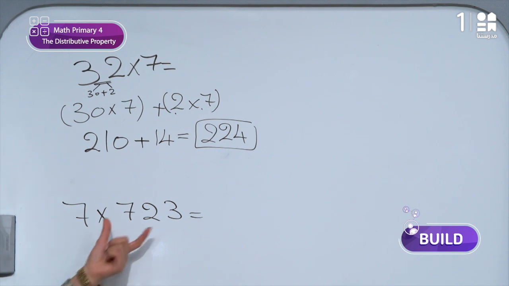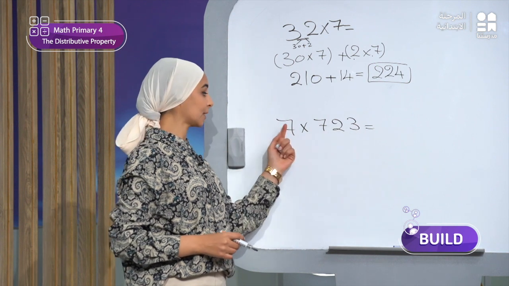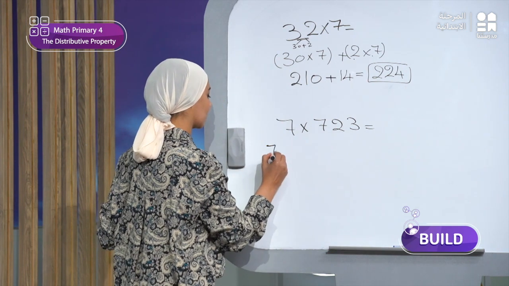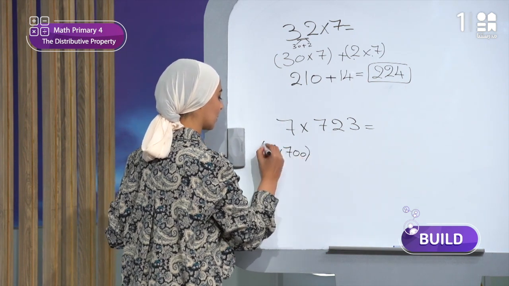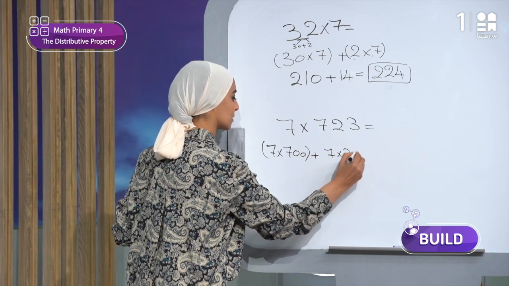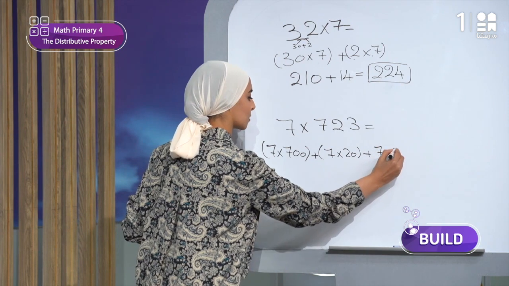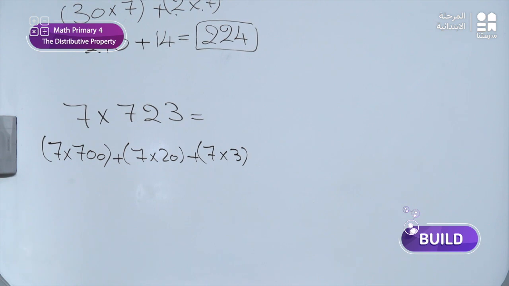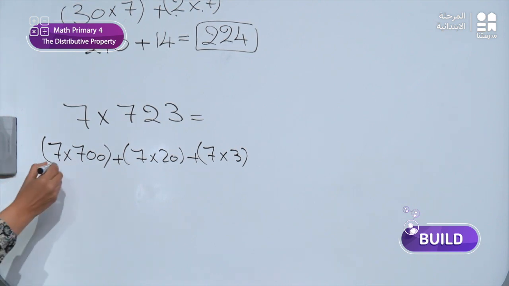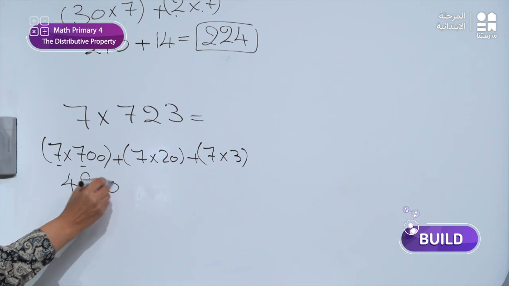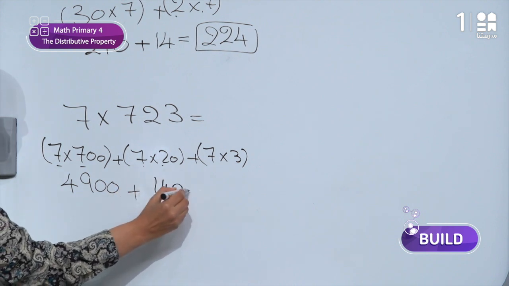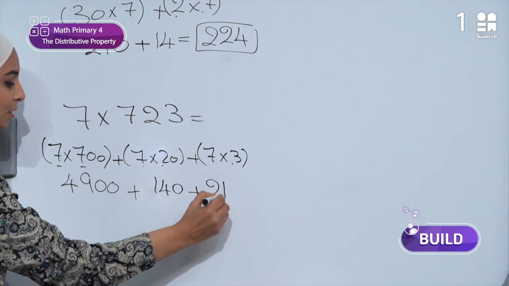Yes, I will first decompose this number into 723, right? Then I will do 7 times 700, 7 times 20, and 7 times 3. Let's write it. But here I have 7 times 700 plus 7 times 20 plus 7 times 3. Let's solve each one alone and then I will add them all together. So 7 times 700 equals what? 7 times 7, 49, and put the 2 zeros, plus 7 times 2 equals what? Of course 14, and then put the 0 here, and 7 times 3 equals 21.